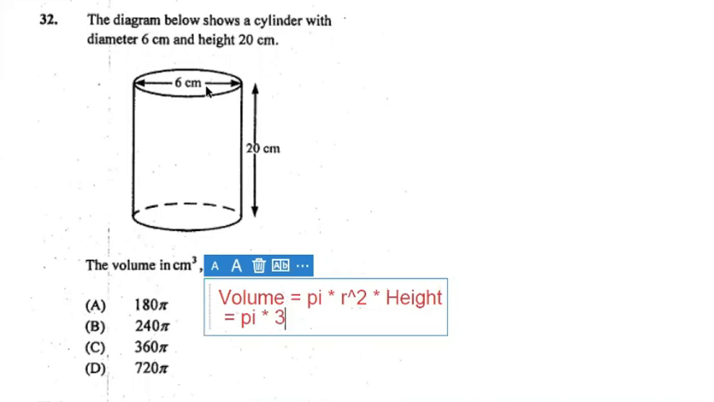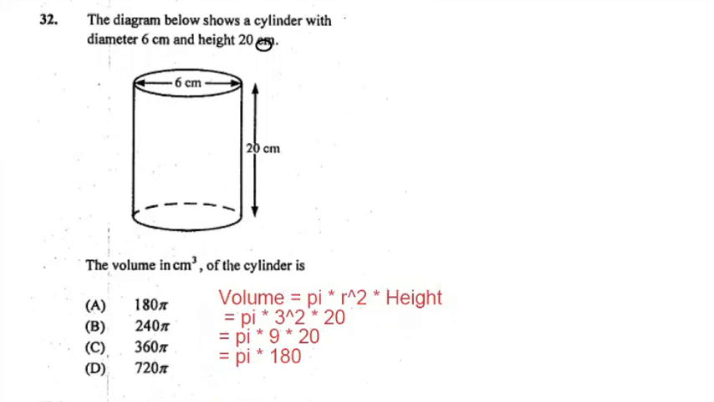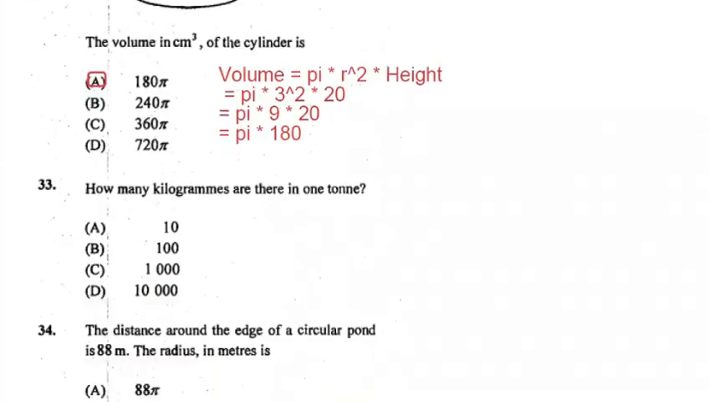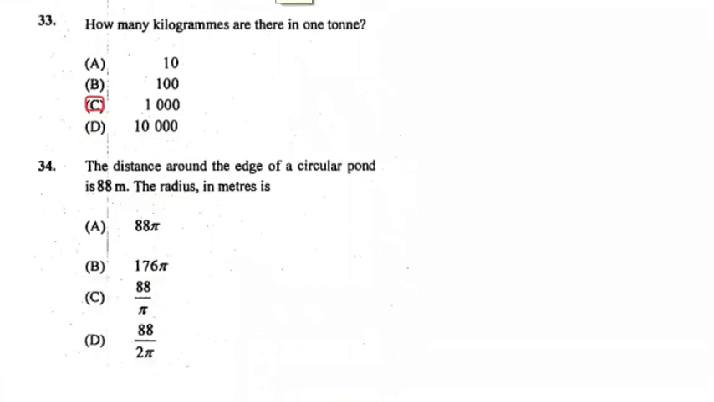So it is 3 square multiplied by the height of 20 centimeter, and that is equal to pi multiplied by 3 3 is 9 multiplied by 20, and it is equal to pi multiplied by 180, as 9 times 20 is 180. So therefore answer 32 is 180 pi. 33, how many kilograms are there in 1 ton? 1000.